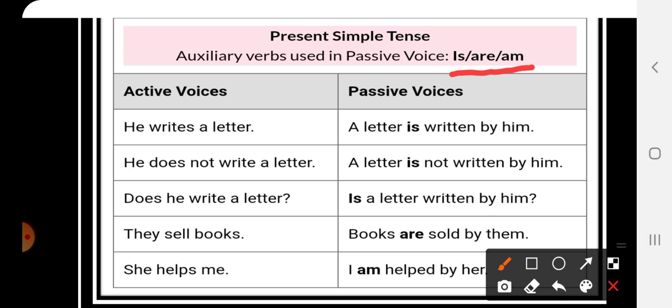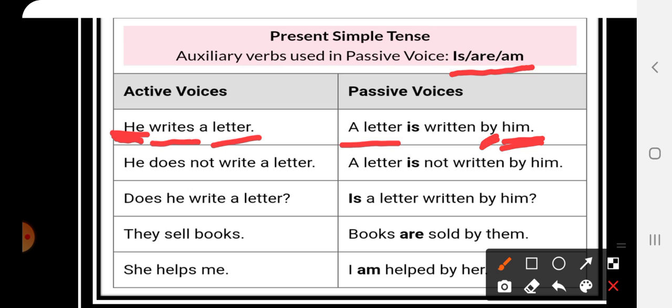Now let's see how different sentences are changed in passive voices in simple present tense. First, he writes a letter. Here, he is the subject, the verb is writes, and a letter is the object. Now, the rules that we just discussed are to be followed here to change this sentence into passive voice. See, first, interchange of subject and object. Here it got changed: the object was letter and it became the subject.